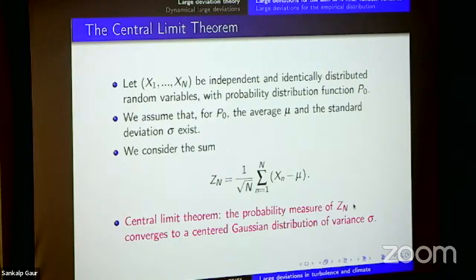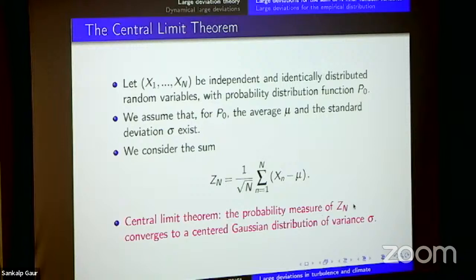And then if you consider this sum, after changing the scaling here, you have what is called the central limit theorem. The probability measure of Zn converges to a centered Gaussian distribution of standard deviation sigma, where sigma was the standard deviation of P0. Okay, so you all know that, I guess.